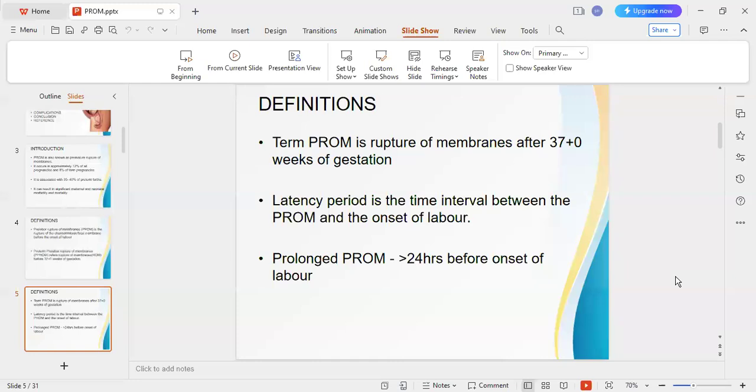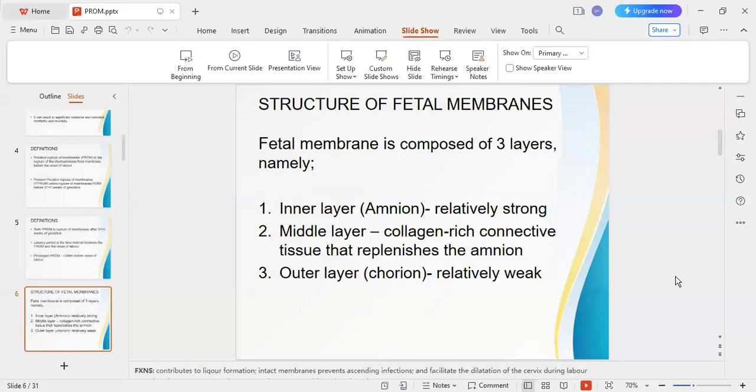This comes into play when it comes to the management of patients, where you realize that the period of latency is inversely proportional to the gestational age. We also have prolonged PROM, which is PROM that's 24 hours after the onset of labor. So let's talk a little bit about the structures that come into play when we talk about PROM.